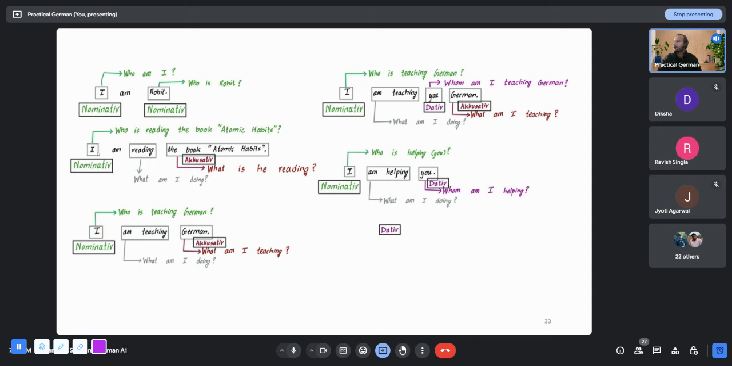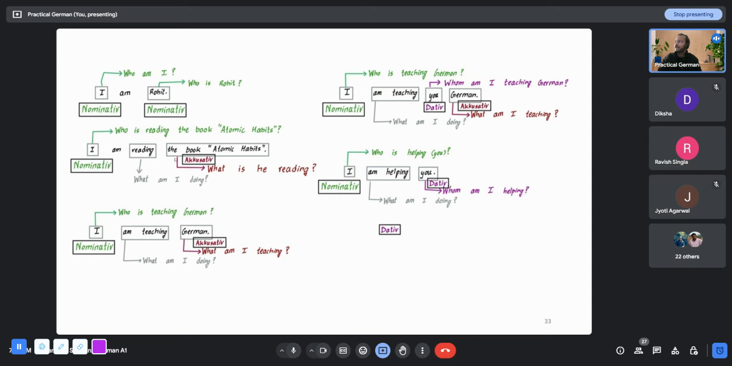Again, if I say blah blah is reading the book Atomic Habits, you will say who, right? You can say how or when, but I mean the missing information can be answered with the help of a who kind of question. If the missing information can be found out with the help of a who kind of question, it is nominative. Now the book Atomic Habits is in accusative. Why is it in accusative?